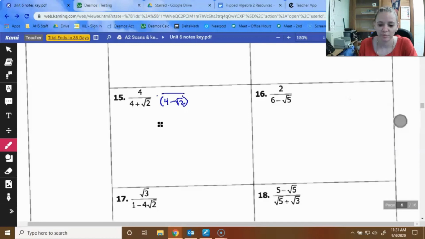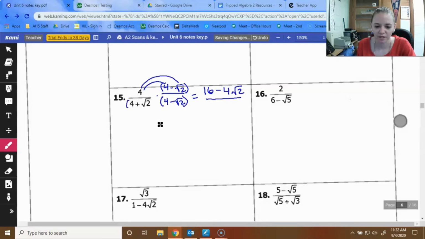So whatever we multiply on the bottom, we also have to multiply on the top. Alright, now this will be FOIL. 4 times 4 is 16 minus 4 times radical 2. It's just 4 radical 2.